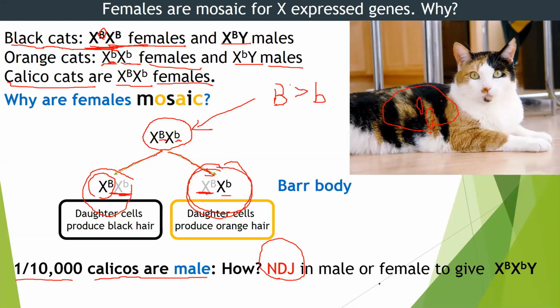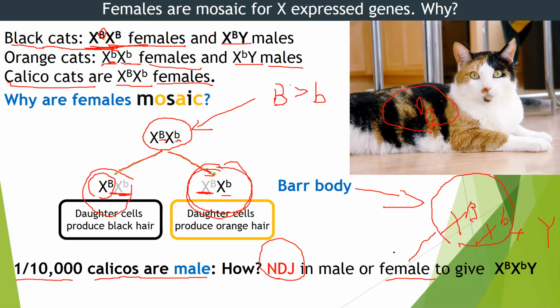So this is one possibility. The non-disjunction occurs in the female, right? The female will produce these gametes, and the male will produce a gamete with a Y chromosome. These come together to form this cat. And since this cat has two X chromosomes, the Barr body will produce this kind of color, right?